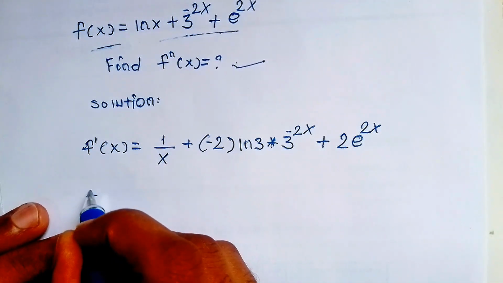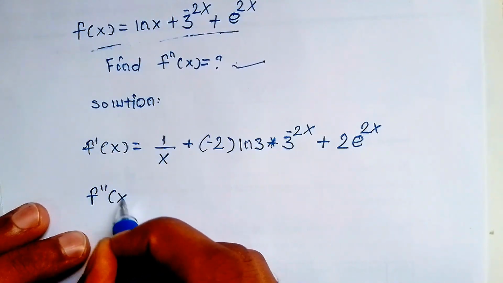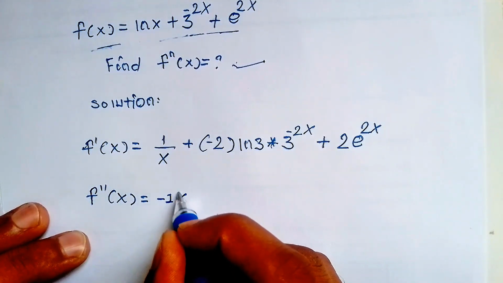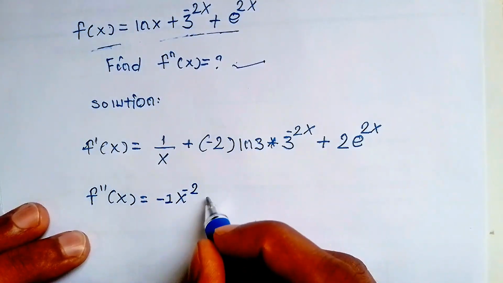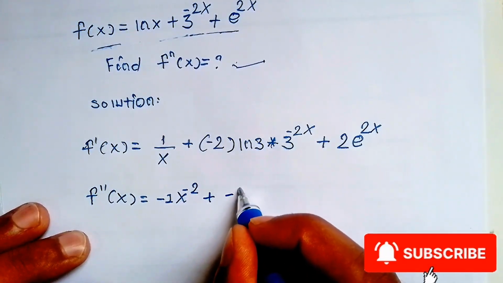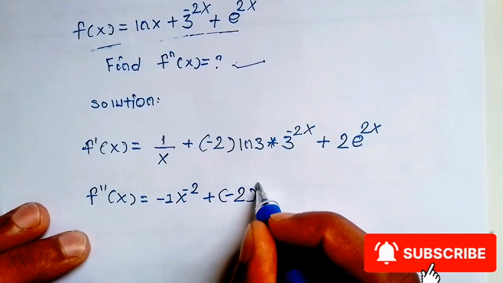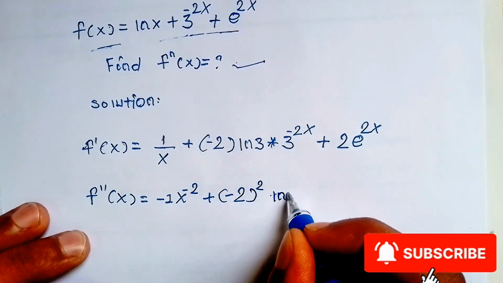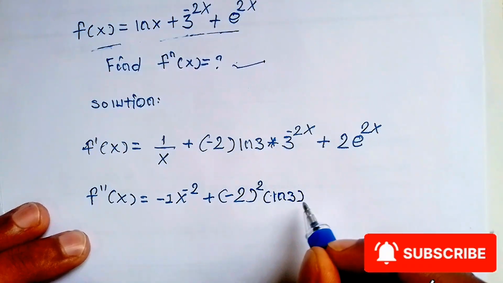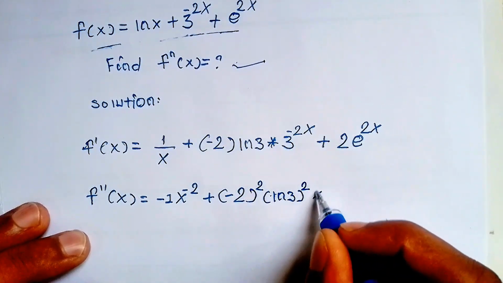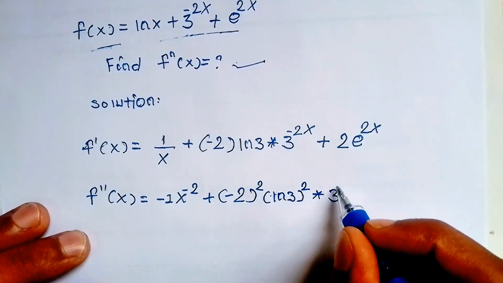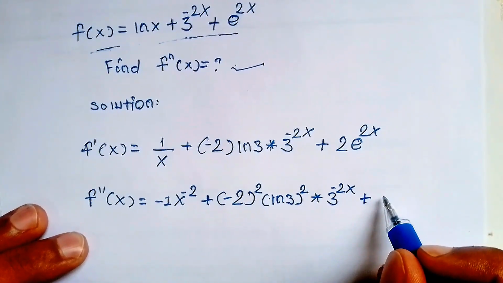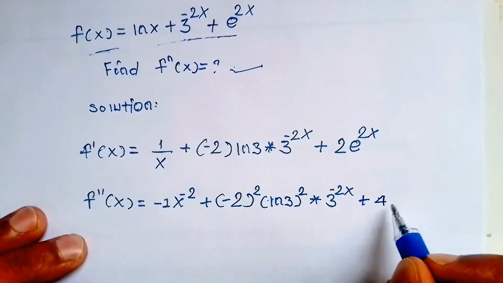Let's find the first derivative. For ln x, the derivative is simple, 1/x. For 3^(2x), we use this rule: the derivative of a^u equals a^u times ln a times u'. Here, u equals 2x, so u' equals 2. So we get 2 ln 3 times 3^(2x). For e^(2x), the derivative is 2e^(2x). So the first derivative becomes f'(x) equals 1/x plus 2 ln 3 times 3^(2x) plus 2e^(2x).